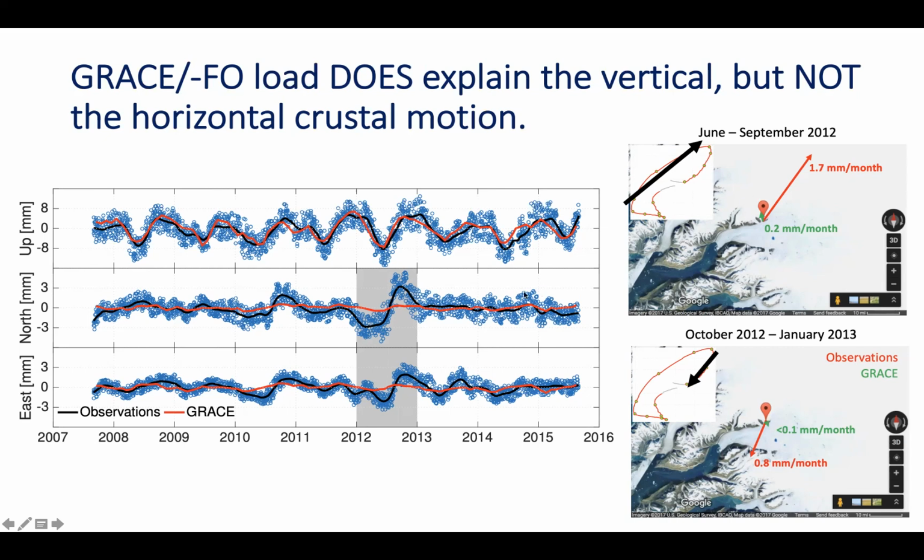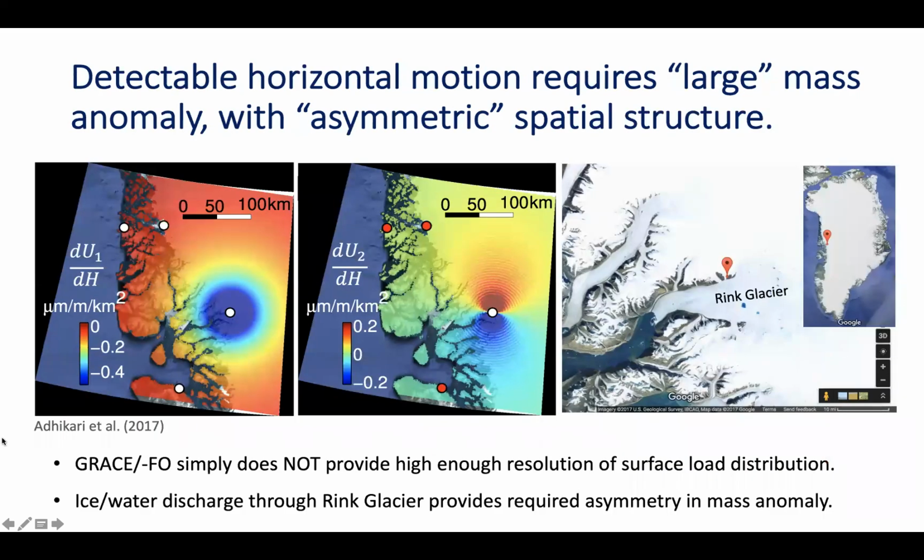So now the question is, why is the GRACE data so good at explaining the vertical component, but not the horizontal motion? This can be answered by looking at what we call the sensitivity gradient maps. These are theoretical adjoint maps that show how sensitive a particular component of the displacement vector, in this case the vertical component U1, is with respect to the change in ice thickness. And a similar plot here, but for the horizontal components, in this case the north-south component of the horizontal displacement vector.